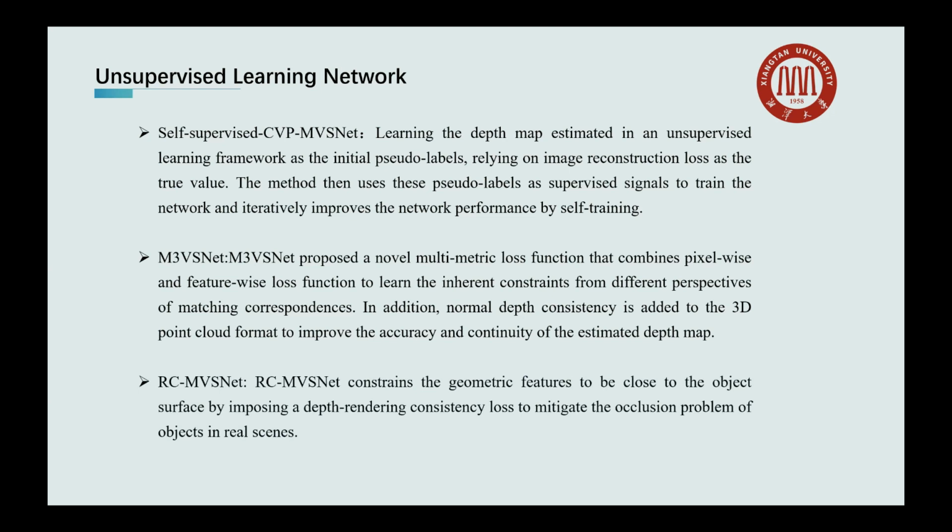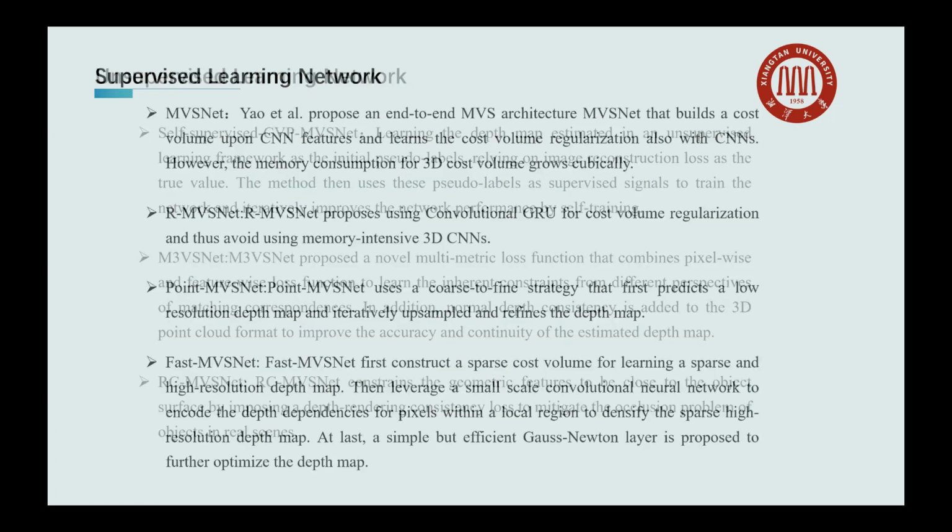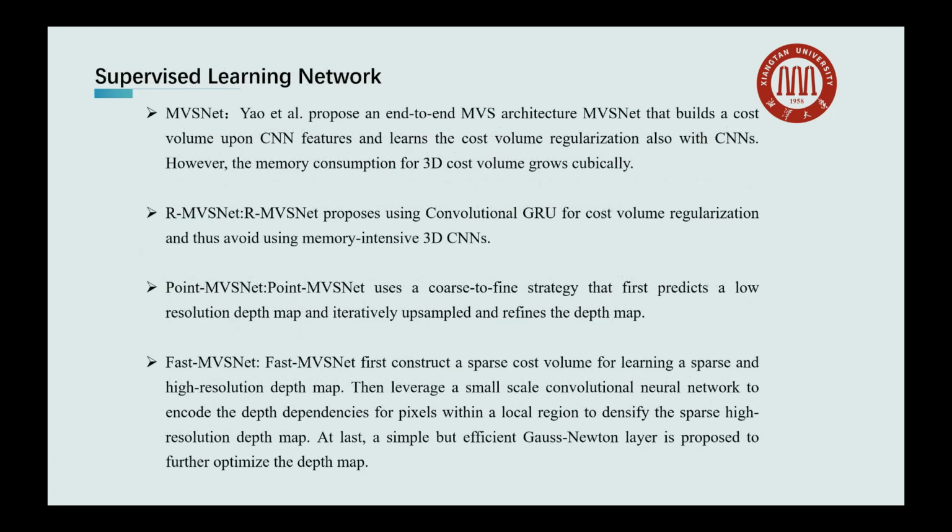RC-MVSNet constrains the geometric features to be close to the object surface by imposing a depth rendering consistency loss to mitigate the occlusion problem of objects in real scenes. In the same way as unsupervised methods, various supervised methods have been proposed to improve the quality of 3D reconstruction.